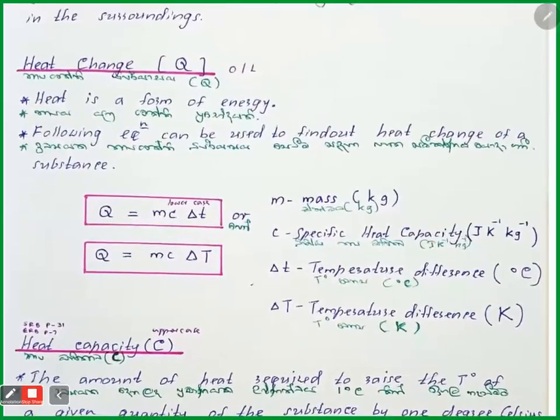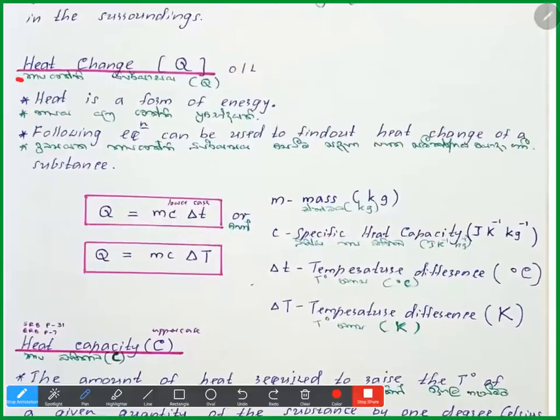Why are we talking about the heat change? Because heat change at constant pressure is the enthalpy. So we are going to talk about enthalpy, entropy, and then Gibbs free energy. So heat change at constant pressure is enthalpy. Heat change is also a form of energy.